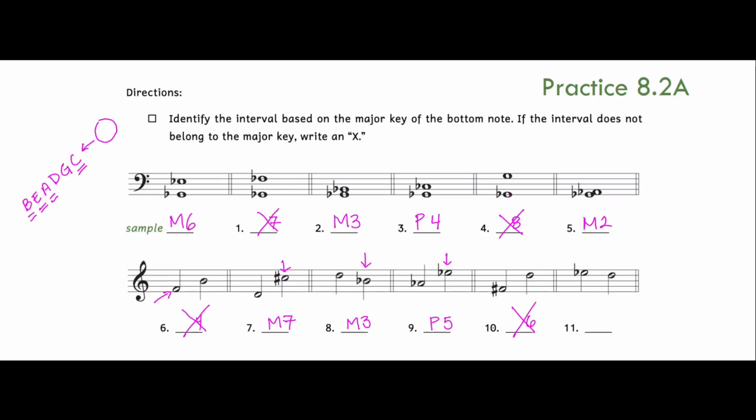Number 11 is another descending interval, so we're going to look at the second note, which is lower. This is a second, and in the key of D major, there are two sharps. There's definitely not a flat, so this does not exist in D major. If you'd like to review the intervals that are found in major keys, please reread section 8.2.